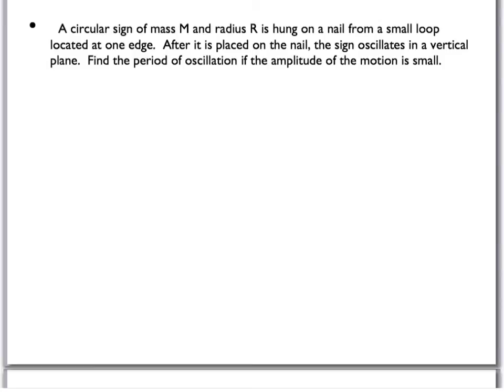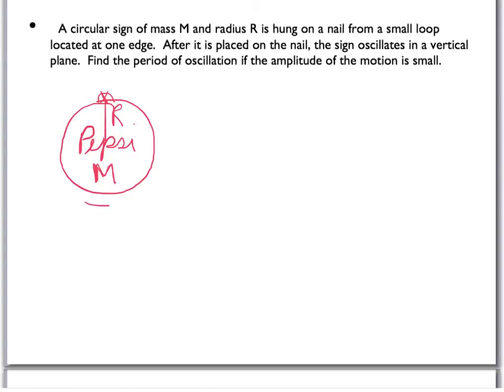So let's try a problem together. Here we have a circular sign of some mass m that we want to hang up. This sign is going to be hung from a small nail, from a little loop that is at the edge of the sign. Again, it has some mass m and will have some radius r. And as we hang this thing up, it begins to just oscillate a little bit. So it swings back and forth once we hang it on the nail from the edge of the sign.